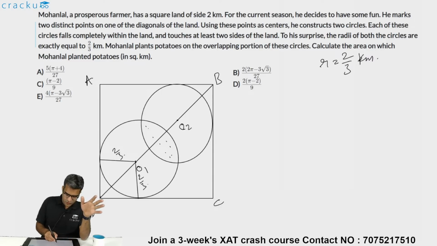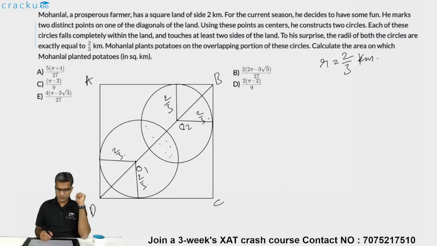Similarly, from O2, also if you draw perpendiculars, this will be 2 by 3. The radius of the second circle, this also will be 2 by 3. So this is 2 by 3. This is 2 by 3. So now we can actually calculate the length of O1, O2 because the side of the square is 2 kilometers.